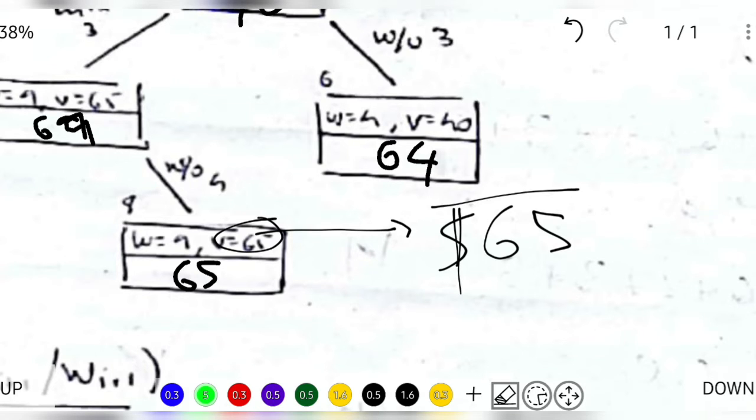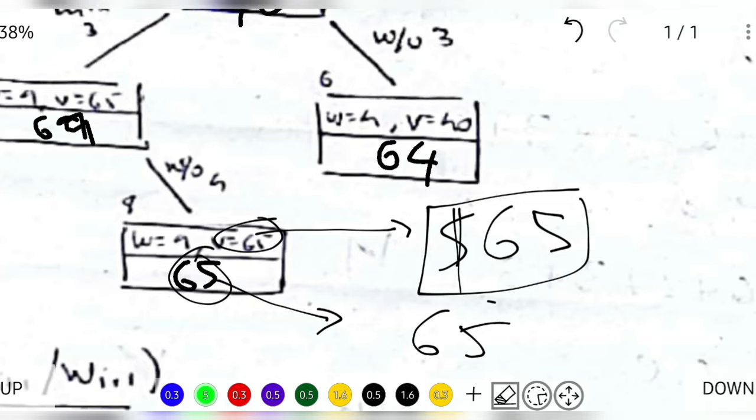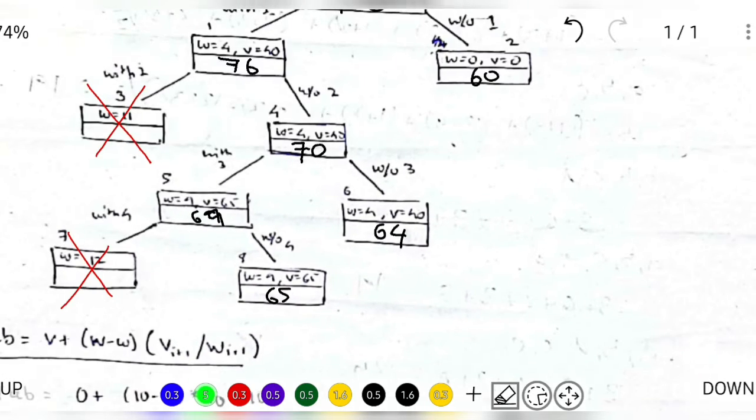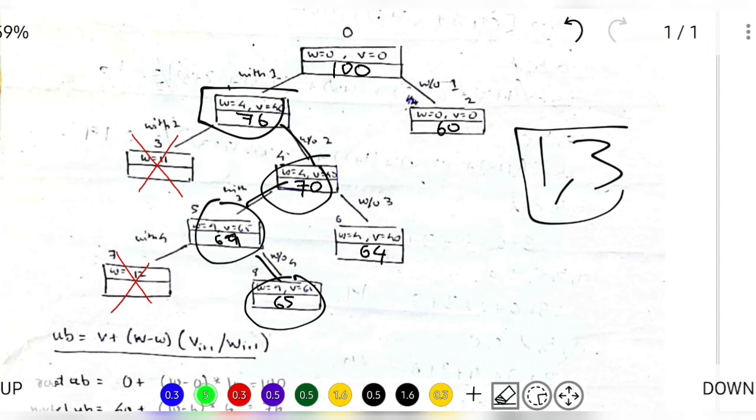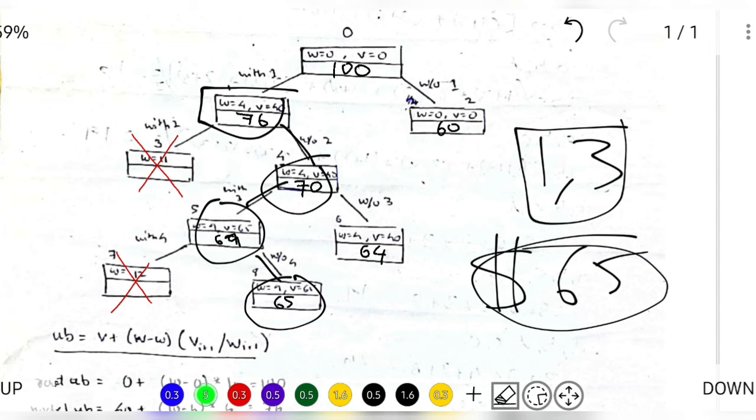Okay, now this already I got. Then the next one is, what is the upper bound, means maximum profit what I can get. Maximum profit is 65 and I already got it. So if I follow this way, means if I include object 1, exclude object 2, include object 3, exclude object 4, that means 1 and 3 only I selected. At that time, I'll get definitely the profit 65. So this one thing I have to keep in mind.